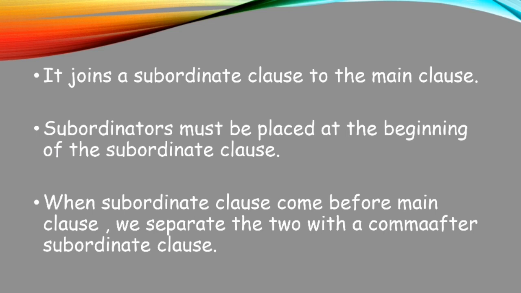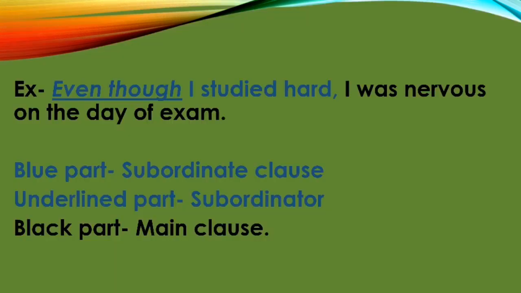Now it's not necessary that the main clause will always come in front and then the subordinate clause. The subordinate clause may also come in the beginning. So when a subordinate clause comes before the main clause, we separate the two with a comma after the subordinate clause. Subordinate clause के बाद में आप comma place करोगे just to separate it from the main clause. Got it? So these were some of the functions of subordinating conjunctions.